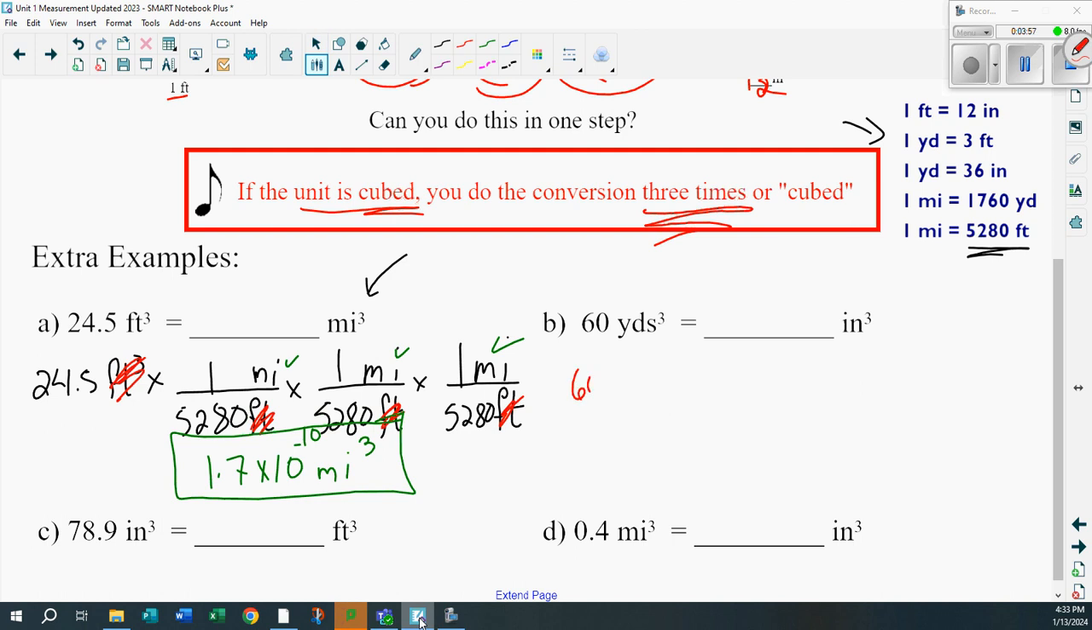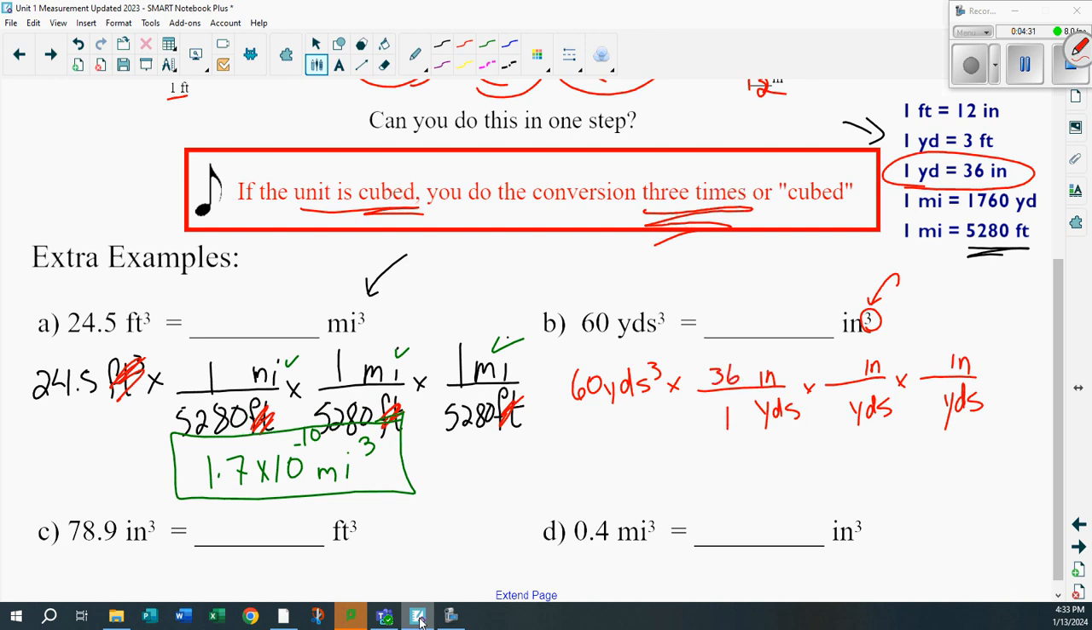Okay, 60 yards cubed. So to get rid of it, yards once, yards twice, yards 3 times. Notice I haven't even looked to see what's being converted into. I just know I want to get the cubic yards out of there 3 times. So what am I converting into? Oh, I'm converting into inches. Inches once, inches twice, inches 3 times, because again, that tells you to do 3 conversions. Okay, how many inches make up the yards? Well, right here. 1 yard, 36 inches. So multiply by 36, multiply by 36, multiply by 36.